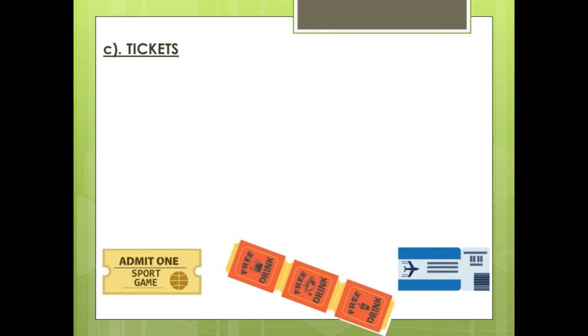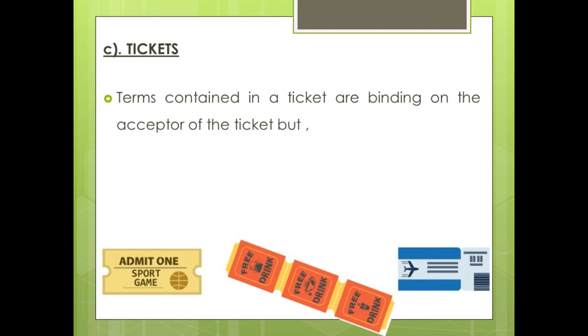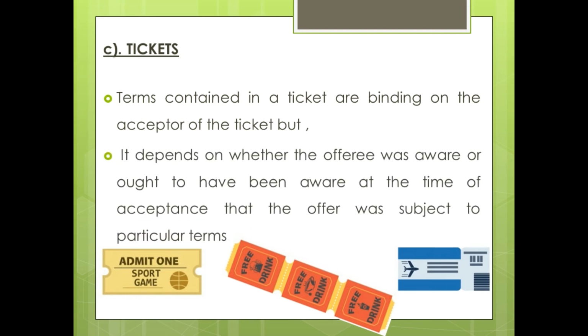Next we have tickets. Terms contained in a ticket are binding on the acceptor of the ticket, but it depends on whether the offeree was aware or ought to have been aware at the time of acceptance of that ticket that the offer was subject to particular terms. So usually you find on tickets that they write a clause saying that you should keep your goods. If they are lost, we do not pay them back. So any terms written on a ticket, they are binding.